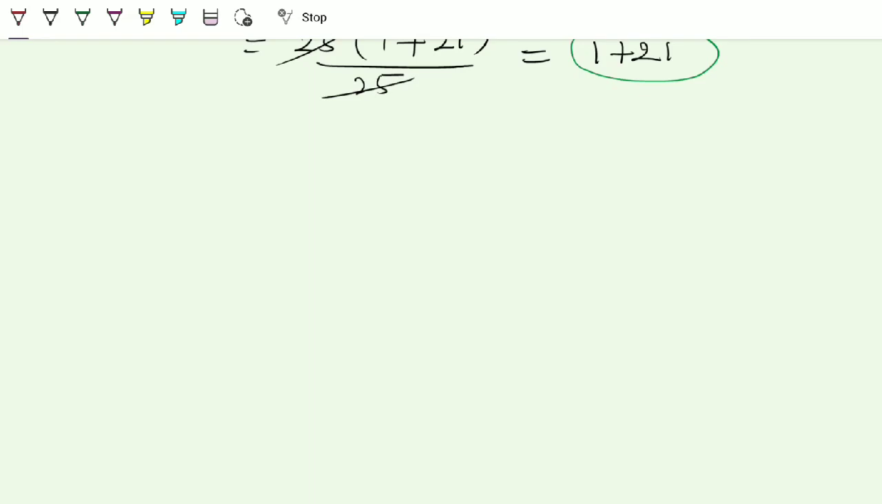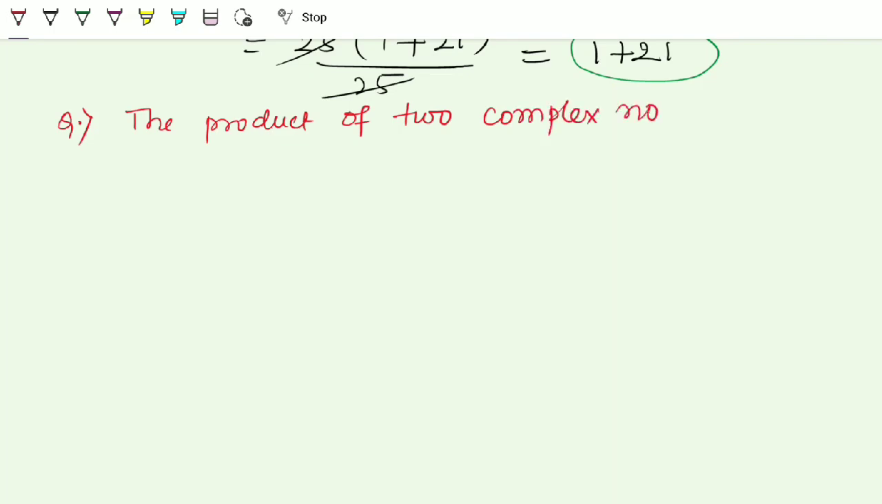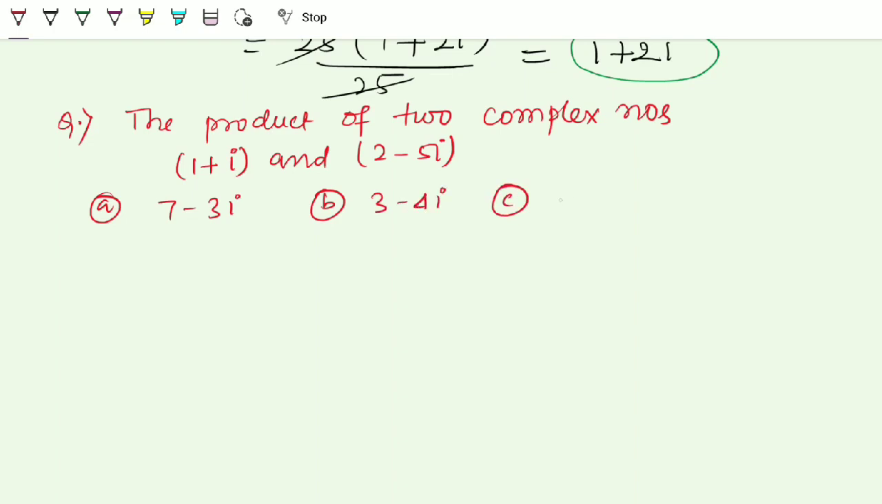Now let us take another question. The product of two complex numbers 1 plus iota and 2 minus 5 iota is given by: option A is 7 minus 3 iota, option B is 3 minus 4 iota, option C is minus 3 minus 4 iota, D is 7 plus 3 iota. We have to find out the product of the complex numbers.